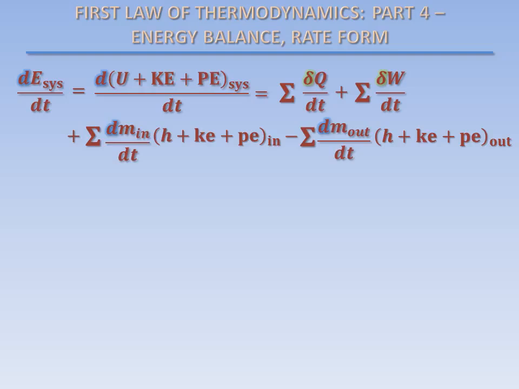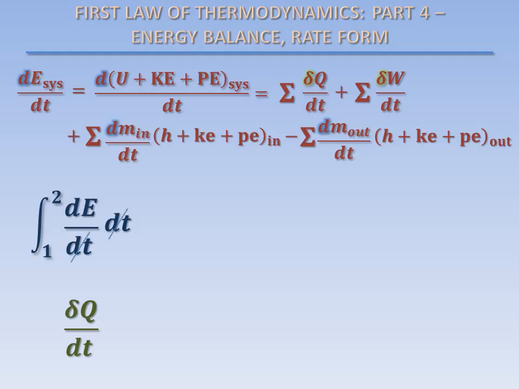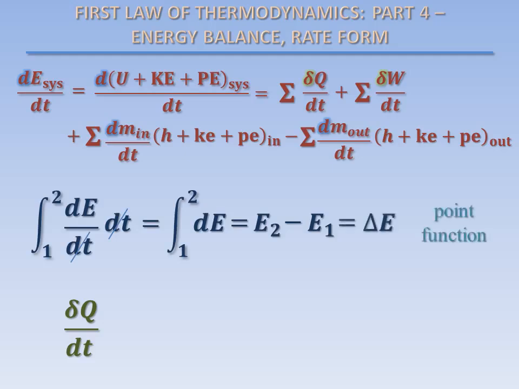Let's take a look at these two types of differentials by comparing the rate of energy change to the rate of heat transfer. Let's integrate the rate of energy change over some process beginning at time 1 and ending at time 2. The delta t's cancel out, and our integral reduces to E2 minus E1, or delta E. This type of function is called a point function. The magnitude of point functions depend only on the state of the system, and not on how the system reaches that state. E1 and E2 are properties of the system at state 1 and state 2 respectively. All properties are point functions.